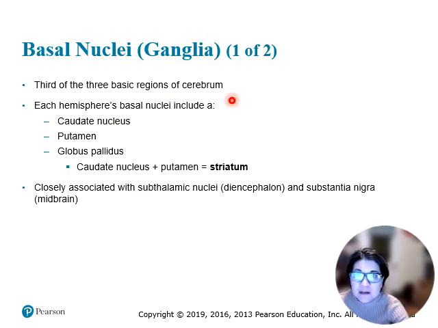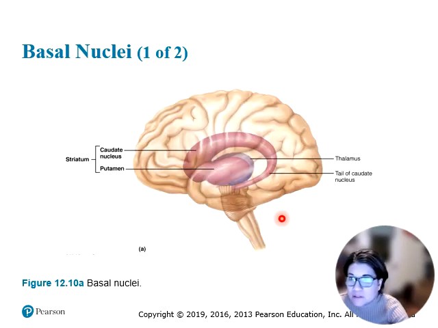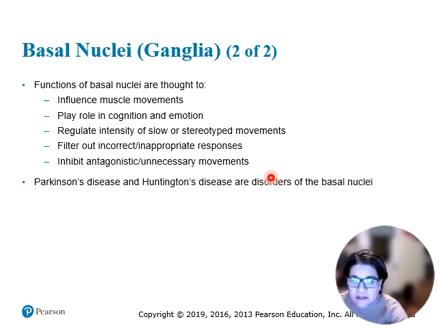Okay, 3 different regions of the cerebrum. There's the caudate nucleus, putamen, and the globus pallidus. So here is the caudate nucleus, the putamen, and then the thalamus is right here. And then this is the tail of the caudate nucleus.